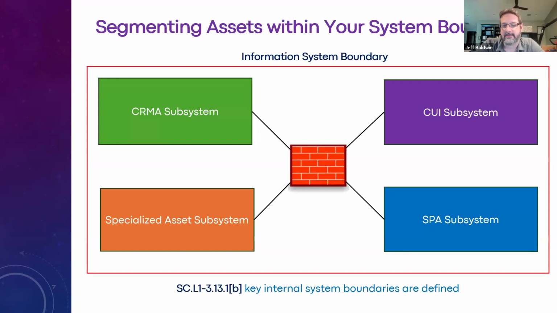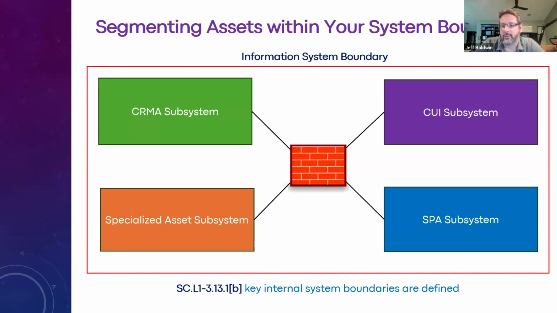But internal to that system, we can have subsystems. So here's an example where we might have a firewall with different interfaces on it, where we can segment out the system into subsystems. And reasons we'd want to do that is to limit our risk. So the CUI is one security domain, and the specialized asset might be another security domain, and the security protection assets may be another security domain. And then the CRMA finally could be its own security domain.